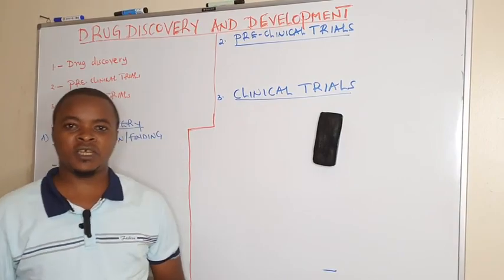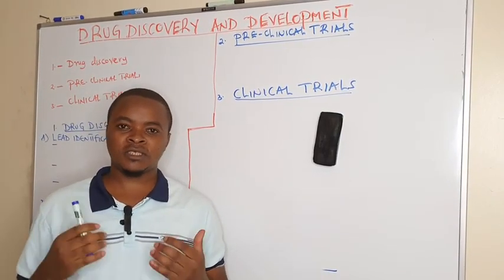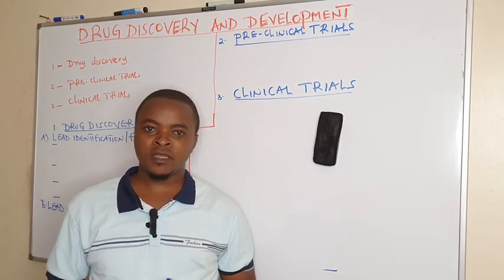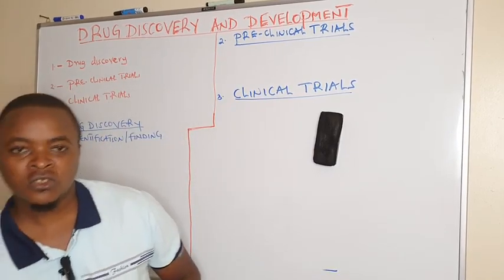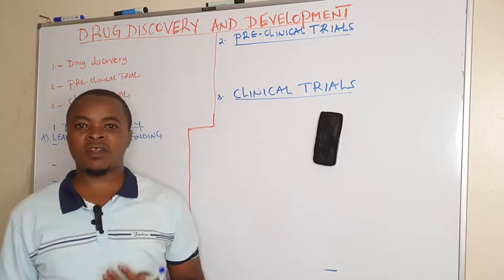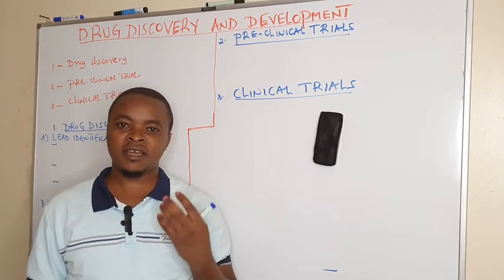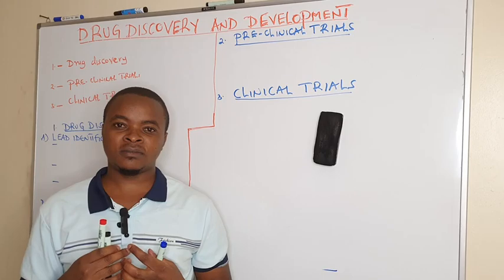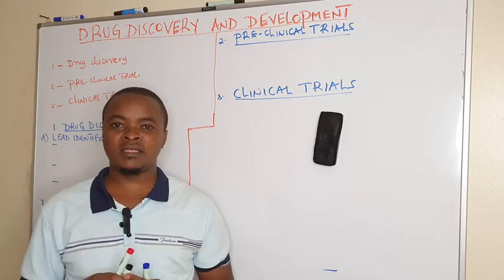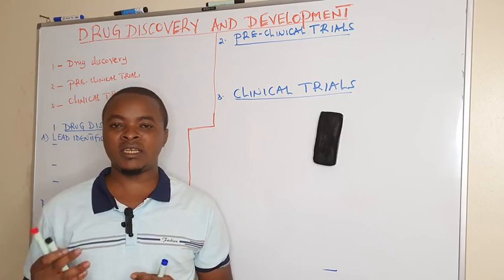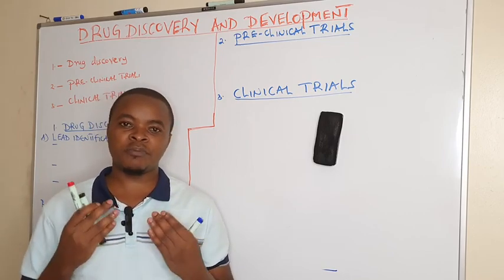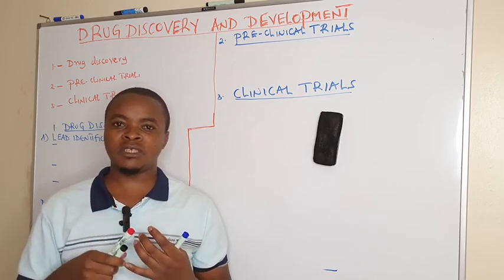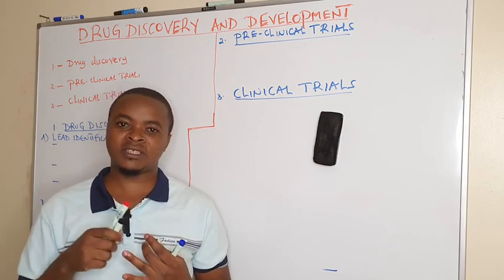In today's video at Medical Sciences, I want to discuss drug discovery and drug development. This is covered under pharmacology, so we want to see how drugs are discovered and developed by the pharmaceutical companies. It is a complex process which requires more than 10 years. It ranges between 10 to 15 years to develop a drug. So we want to look step by step at how a drug is discovered and how it is developed.